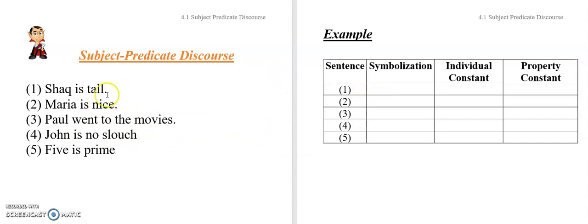So my first question for you is, how would you symbolize this sentence using our new notation? Okay, and what would your individual constant be? And what would your property constant be? And similarly for all of them. So just try maybe the first one for now, and then we'll work through that one together, and then you can try the rest. But try the first one right now by yourself.